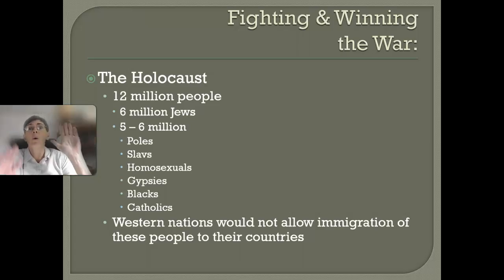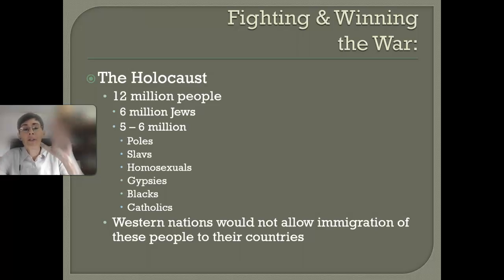Okay, so we're going to spend more time talking about this in class because it's imperative that we understand what this is. The Holocaust is the single deadliest genocide in the history of the world. Matter of fact, the term genocide was coined from this event. 12 million people were killed. 6 million Jews were exterminated in German concentration camps. 5 to 6 million other folks, and I list the different people, were also rounded up and summarily killed or forced to work.